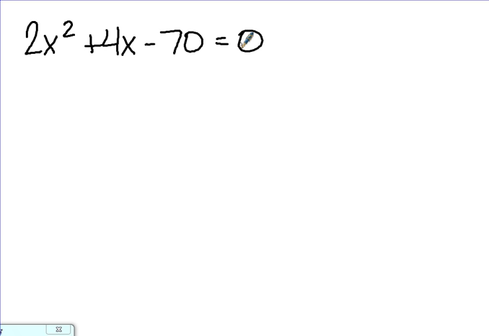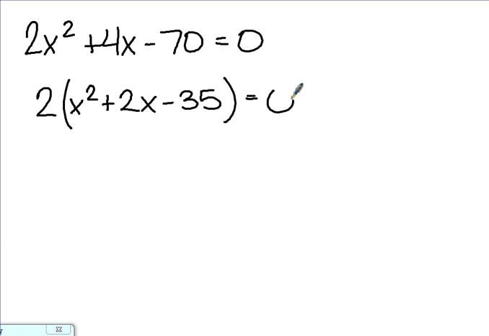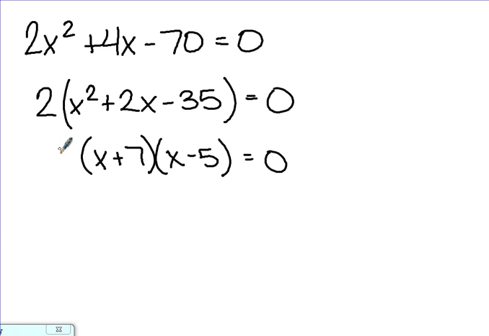And hopefully in this problem you've noticed that 2 goes into each term. So we can factor a 2 out. When we factor out a 2, we're left with x squared plus 2x minus 35. The whole thing is still equal to 0. You'll notice this is very similar to example number 2. We're going to factor to two binomial terms. We have x plus 7 and x minus 5. This is still equal to 0.